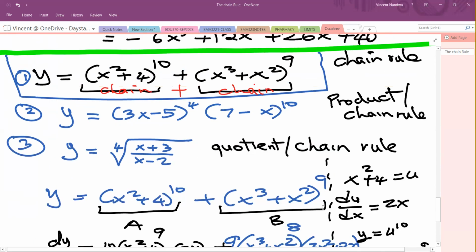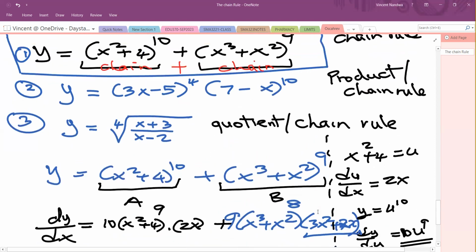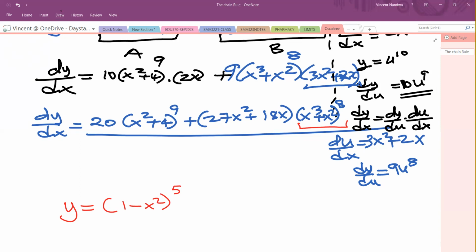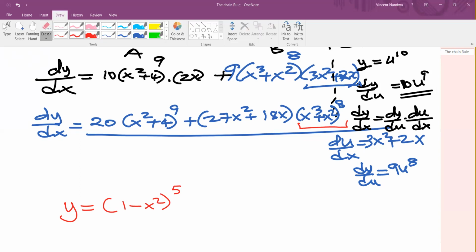Then we go to the second part. So the second part was y. Do you have the question? So y equals (1 minus x squared) power 5. No, 3x. That one we did yesterday.